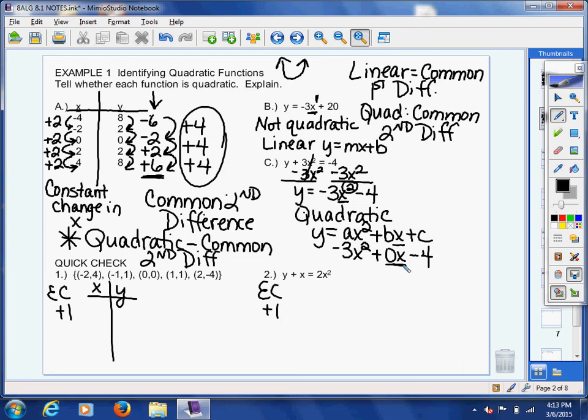Okay? So now, you guys try quick check 1, quick check 2. I want to see if you think it's quadratic, and then please write your answer. Okay? So it's quadratic or not quadratic, and if it is quadratic, why is it? What's your reasoning? All right, good luck with that, and I'll check with you tomorrow.